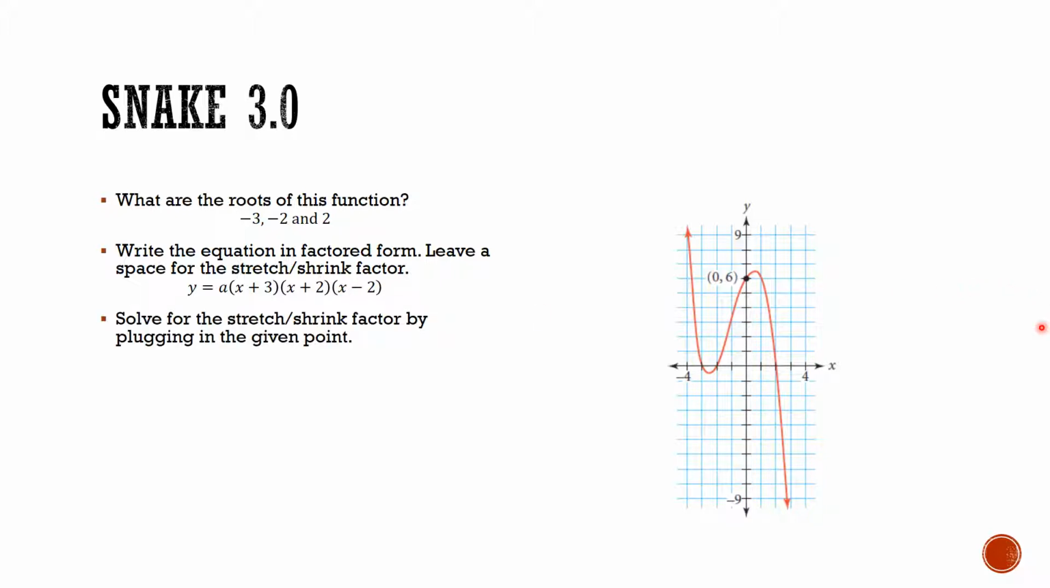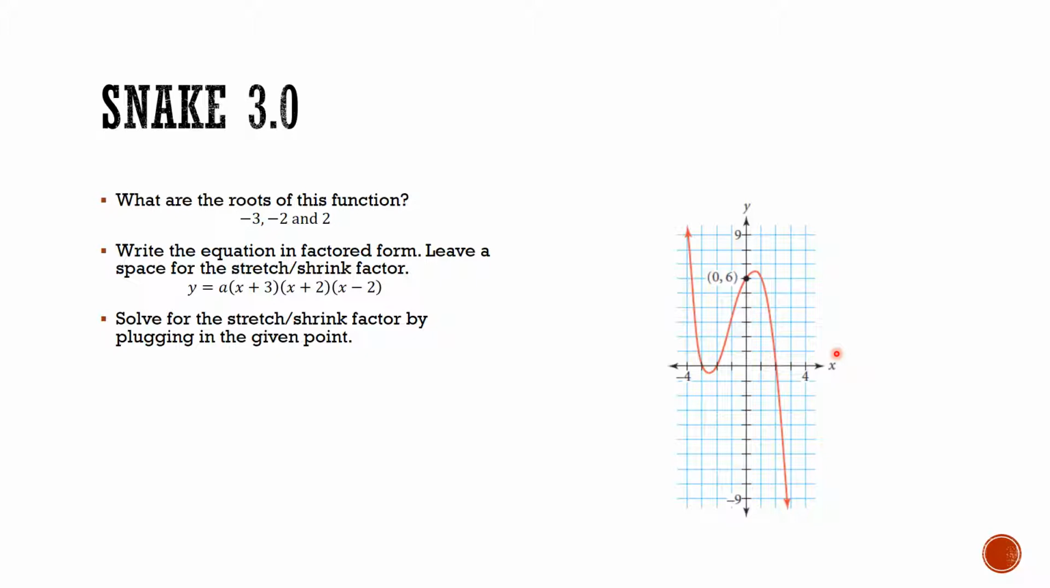Now you have to solve for the stretch shrink factor by plugging in the given point. The book should always give you a point that they want you to plug in. If they don't, you just find a pretty point on the graph, so like where it crosses an exact corner. Like this one's pretty good too, right here, because it goes through an intersection.